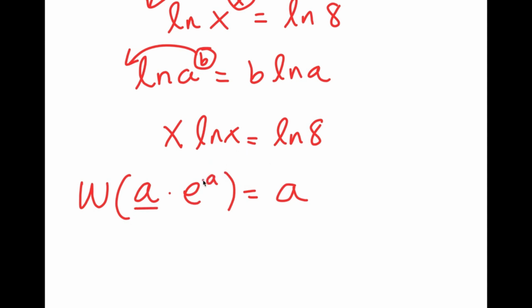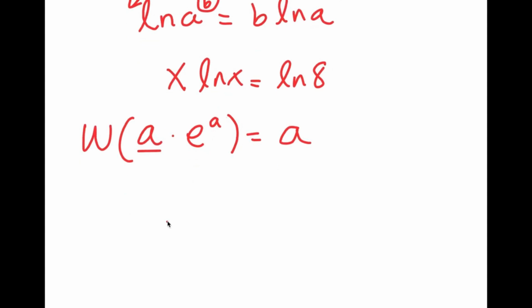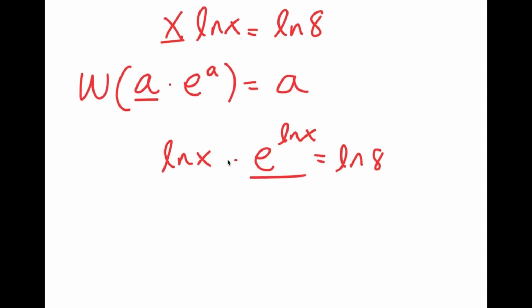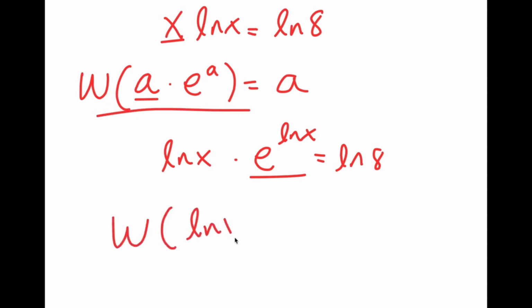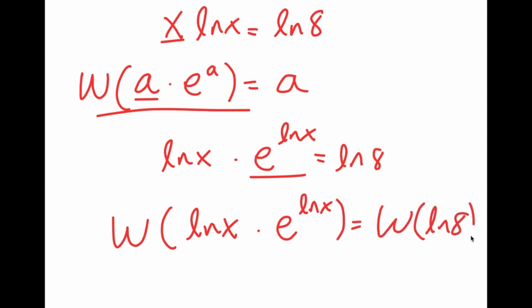So in this case, I'm going to rewrite this as ln x times e to the power of ln x is equal to ln 8, because x is the same thing as e to the power of ln x. So now I can use this formula. So I'm going to take the W on both sides. So I have W of ln x times e to the power of ln x is equal to, what I have to do on one side, I have to do the other side, so W of ln 8.